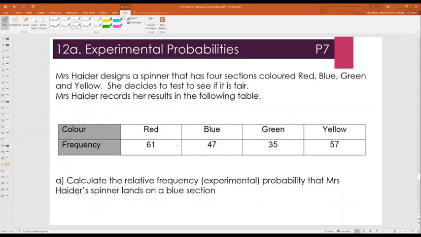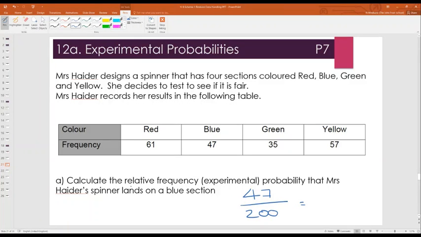Well, we can see here, remember, frequency means a number, doesn't it? So we can see in the table that her spinner has landed on the blue color 47 times. But that is 47 times out of however many times she spun it in total, which would be the total frequency, wouldn't it? So if we add together 61, 47, 35, and 57, we get 200. This table is saying that the spinner has landed on blue 47 times out of 200.